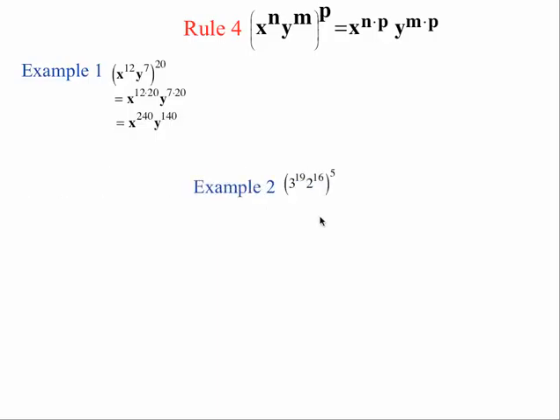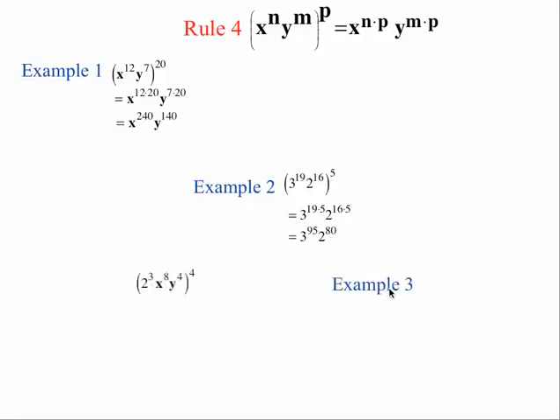Example 2. Here we have 3 to the 19 times 2 to the 16 in brackets, all to the power of 5. The 5 is going to come in, multiply the 19 and 16 exponents. So we have 3 to the power of 19 times 5 times 2 to the power of 16 times 5, which is going to give us 3 to the 95 times 2 to the 80. These are huge numbers. Do not try and work them out.